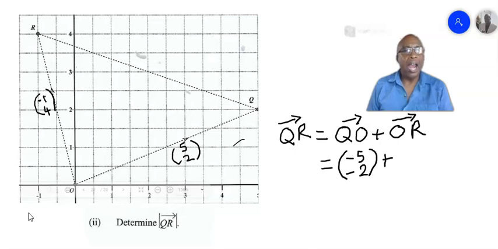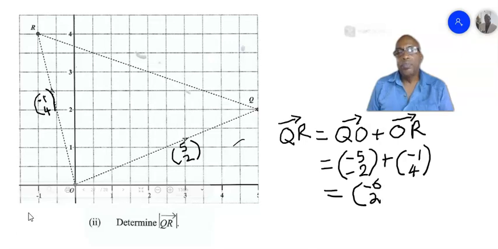And vector OR, we know, is negative 1, 4. So we add to get minus 5 plus minus, that's minus. Minus 5 minus 1 is a negative 6. And minus 2 plus 4 is a plus 2. And that is vector QR.